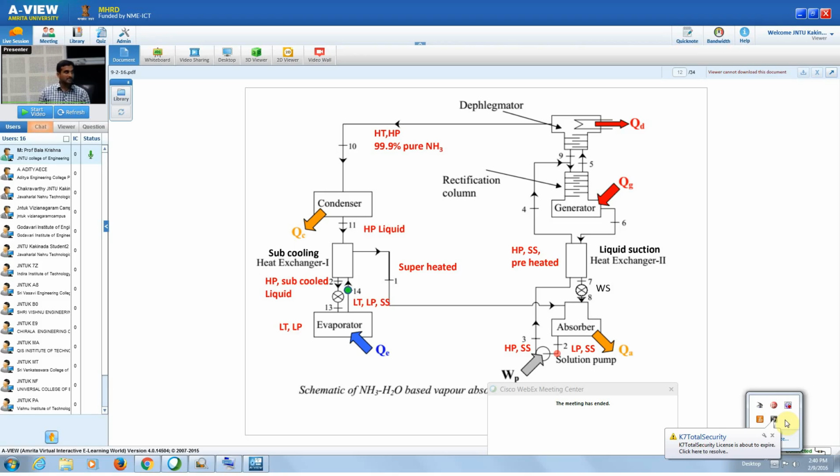Low pressure and strong solution, and it passes into the solution pump. The solution pump is to increase the pressure of the fluid. Therefore, you give some mechanical energy or work input to the solution pump. There, the fluid will be pressurized, and the high pressure fluid, which is a strong solution, comes out of the solution pump and goes into the second heat exchanger, where the liquid coming out of the generator exchanges heat with the fluid coming out of the pump.